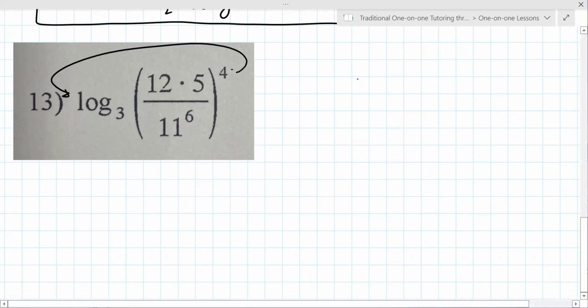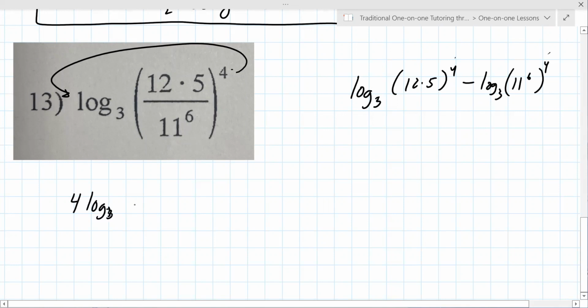If we do it the way you suggested, which is fine, you would have to write it this way: log base 3 of 12 times 5 to the power 4 minus log base 3 of 11 to the 6 to the power 4. So do you think you would have remembered to put those exponents there? No, it's just better to do it first. Yeah, probably better to do it first. Now, but there are times when it's better to do the quotient first. So it's not like every rule works all the time for this.